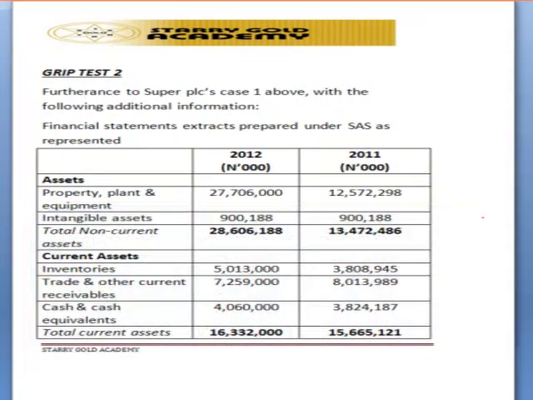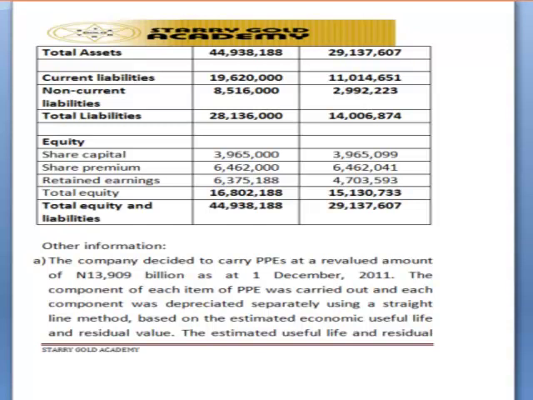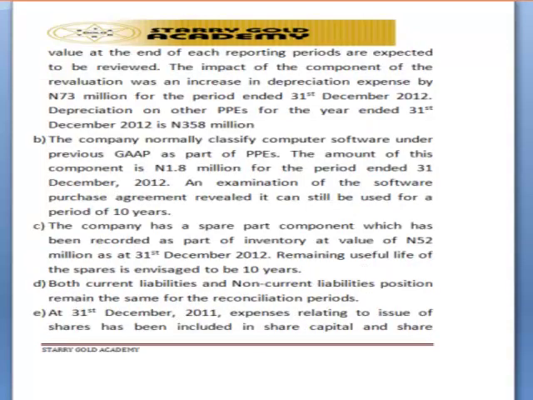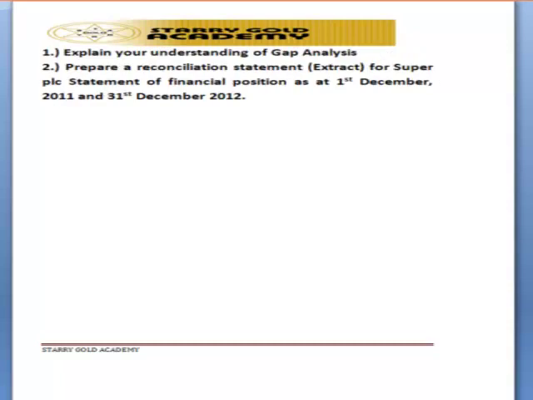Now, this is a full set of an extract of a financial statement. If you look at this, we have other information from A to E. And when you see a question like this, the first thing you go to is the question requirement, before you even read through the full set of the requirements in the exam hall. You must make sure that you familiarize yourself with what the examiner is asking about. Now, the first requirement says you should explain your understanding of gap analysis.